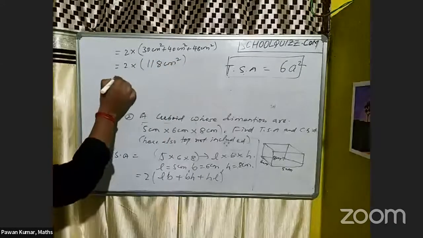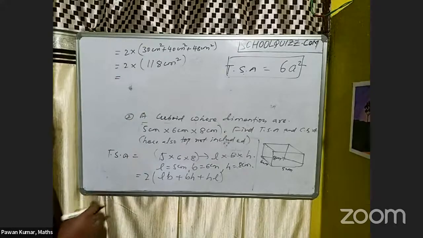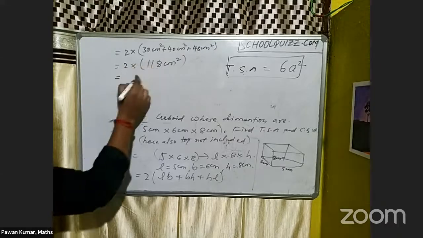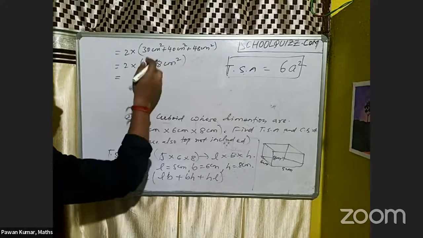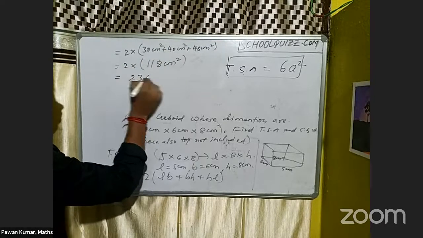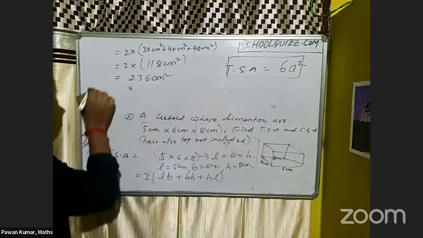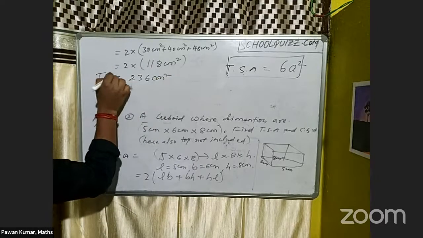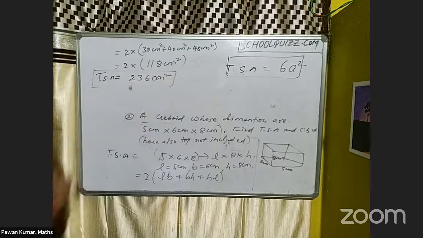So multiply with 2, you have to double this one. Double is nothing but 236 centimeter square. This is nothing but the TSA of the given cuboid. Understand?